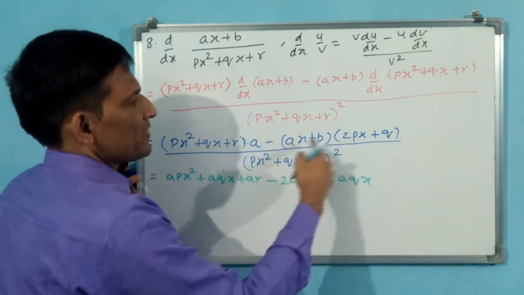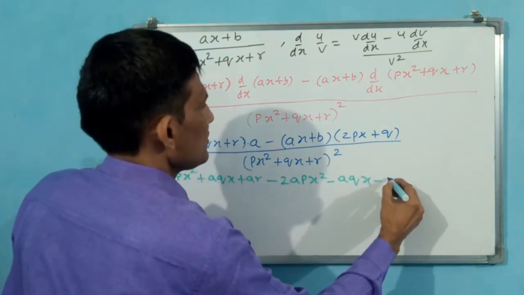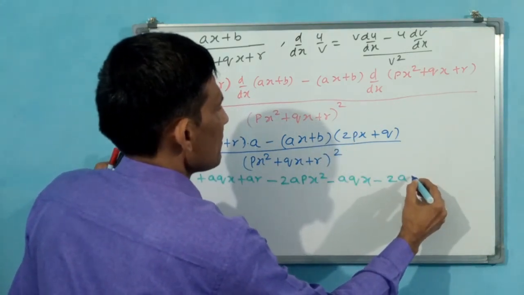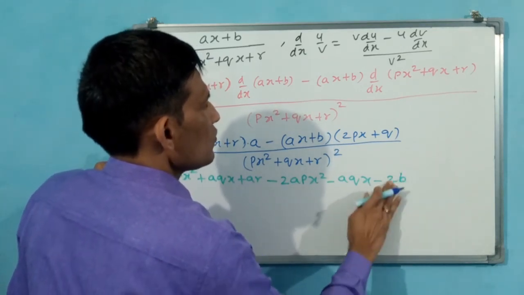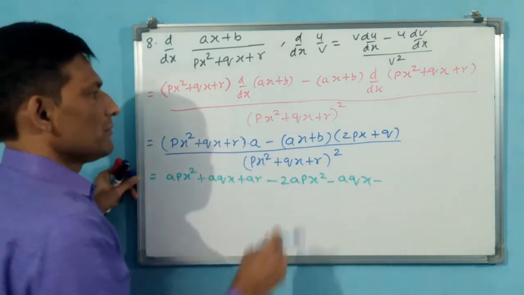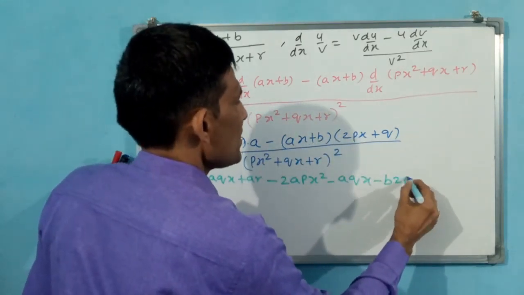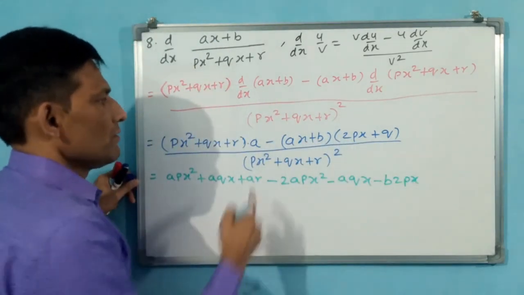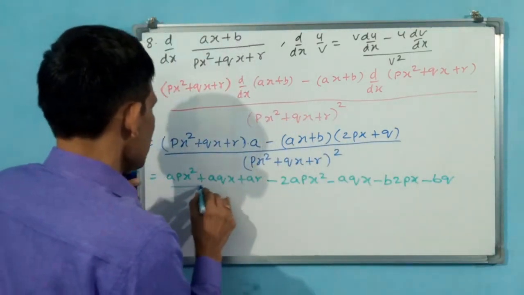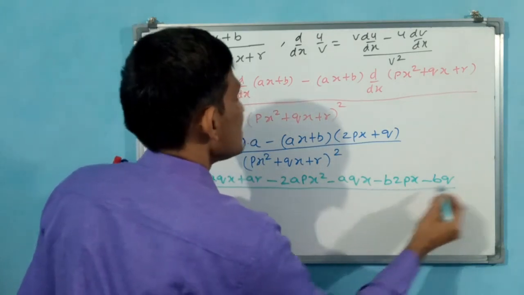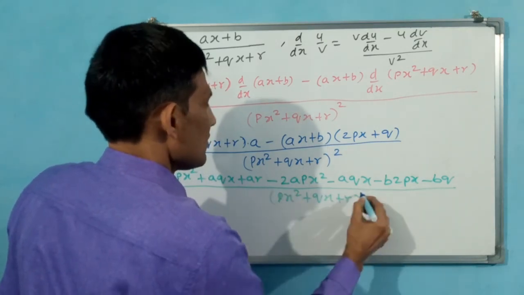So you see, first plus with ax are over, but b also is there. Minus b into 2px, that means minus 2bpx. Yes, the 2 will come with b. Minus b into 2px. Okay, minus bq. Now all divided by px square plus qx plus r whole square.